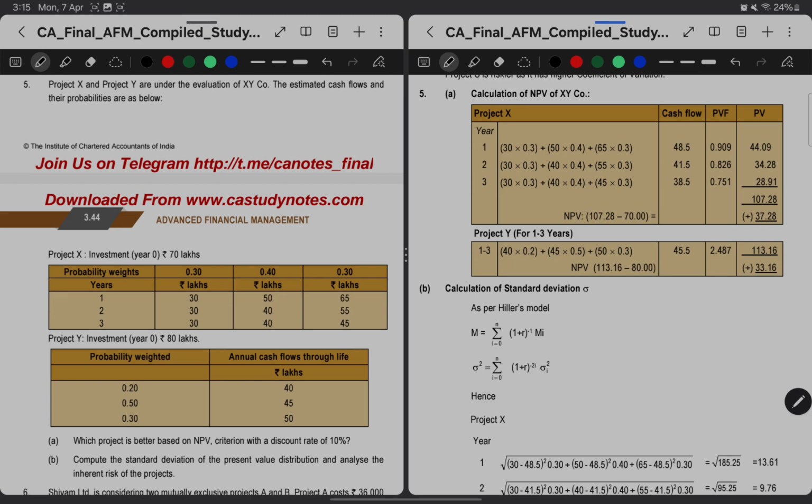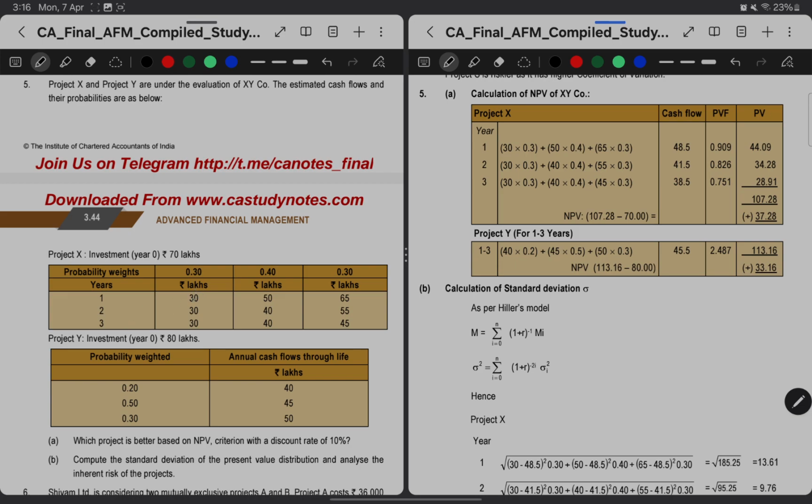The requirement of the question is which project is better based on NPV criterion with a discount of 10%, and compute the standard deviation of the present value distribution and analyze the inherent risk of the projects. So first we'll calculate NPV. For calculating NPV, the procedure is simple as seen in the previous problems.